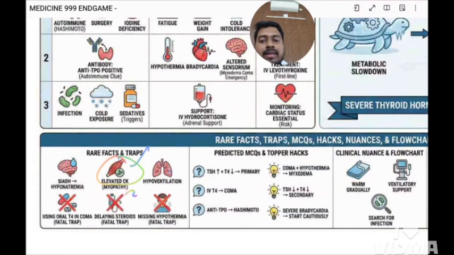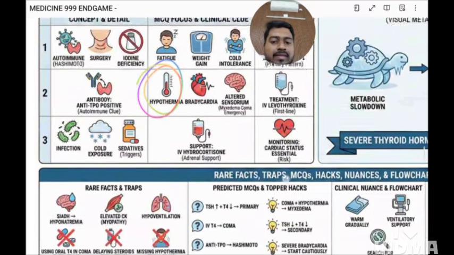Next, there will be elevated CK because of myopathy and damage to the enzymes, and there will be hypoventilation secondary to altered sensorium in Myxedema coma. Now, using oral T4 is not at all helpful. It should be IV levothyroxine, IV T4. Next, denying steroids is also wrong because you have to give IV hydrocortisone, and do not miss hypothermia, because hypothermia is also a component of Myxedema coma.